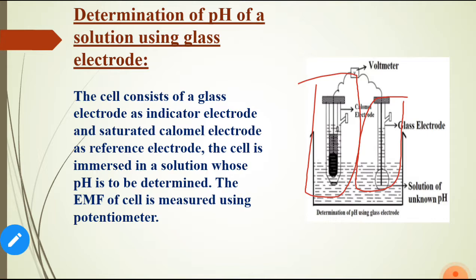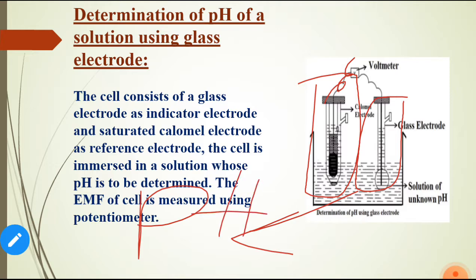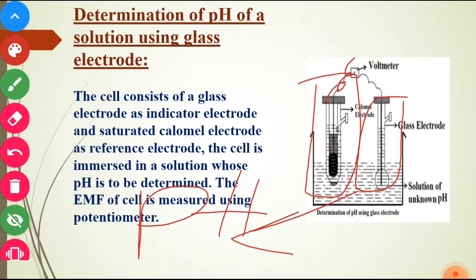Here the glass electrode acts as an indicator electrode, whereas the calomel electrode acts as a reference electrode. These two electrodes are connected externally to the voltmeter. Then these two electrodes are put into the solution of unknown pH, meaning by using this glass electrode we determine the pH of this solution. Okay, this is how the construction takes place.